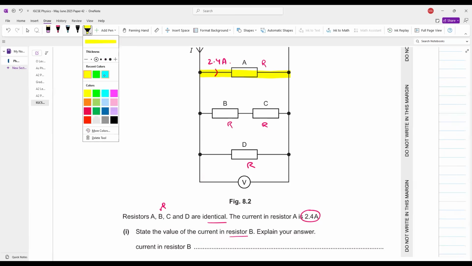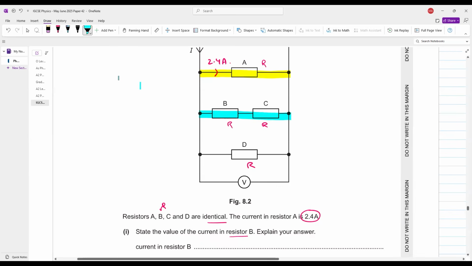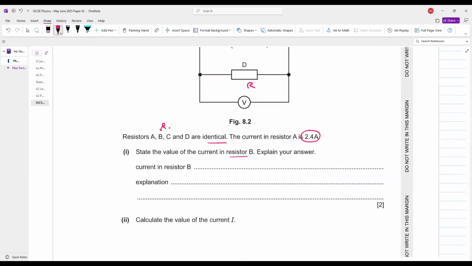Now, realize the blue branch. What is the total resistance here? The total resistance here is 2R. Can you realize resistance has doubled? What will happen to the current? Current will halve, so it becomes 1.2 ampere. Simple. What is the current in resistor B? 1.2 ampere. Why? Because the total resistance of the branch has doubled, hence the current has halved.